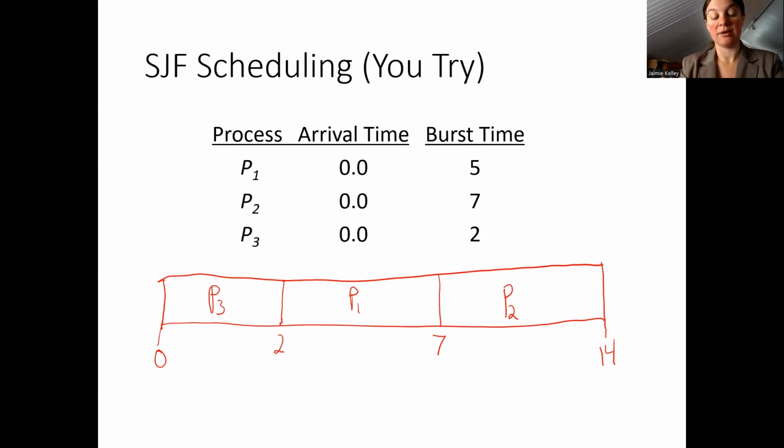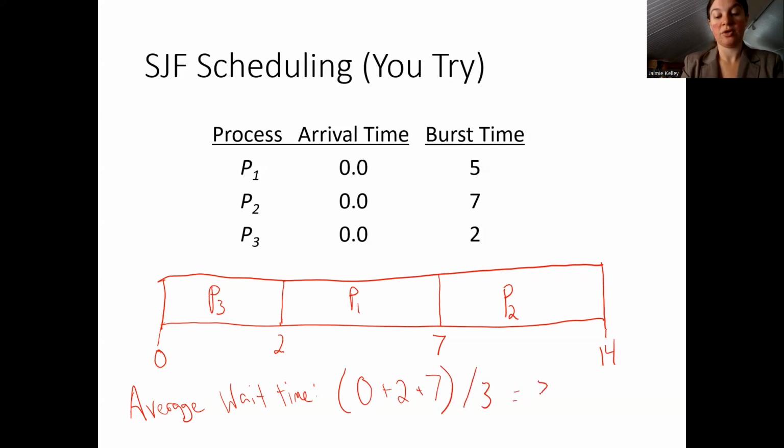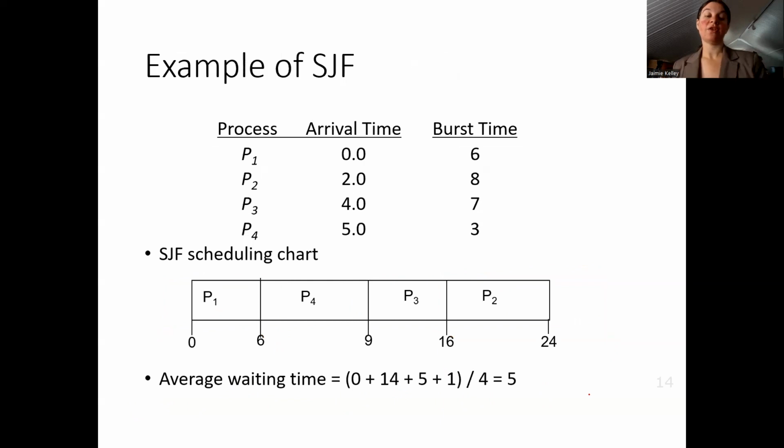The average wait time for this sequence of processes will be 0 plus 2 plus 7 divided by 3 for a total of 3 milliseconds. It is also, however, possible that not all of our processes arrived at the same time. That matters. It matters specifically in shortest job first because we can only consider for our process to run any process that happens to be in the system at the time that we are making that scheduling decision.